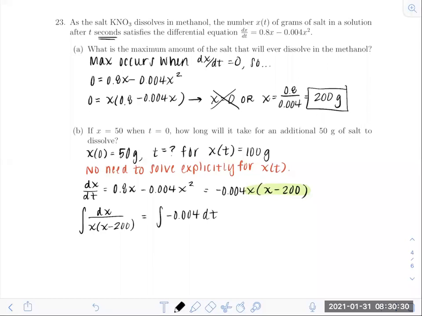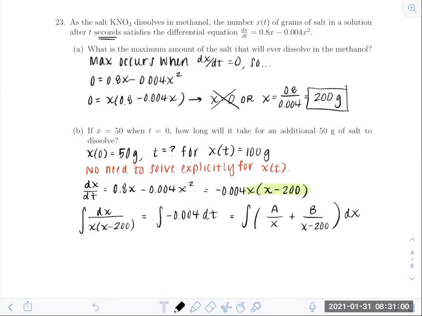All right, so here again, what we see is we have the integral of a rational function on the left-hand side, both of those factors being linear. So I'm going to go through the method of partial fraction decomposition. Since they're both linear, I'm just going to tack an A and a B on top. I'm putting A on top of x, but you could put A on top of x minus 200 if you want. So your A and B might look different than mine.